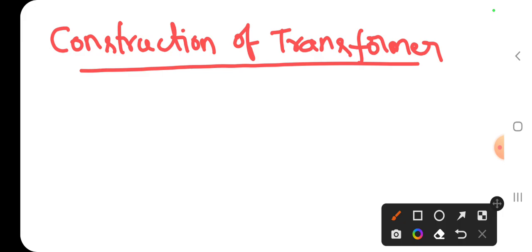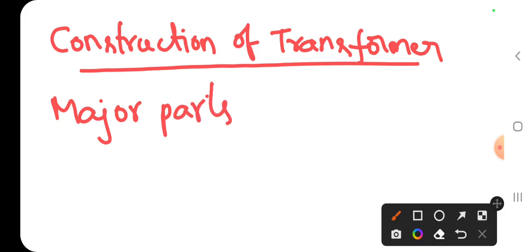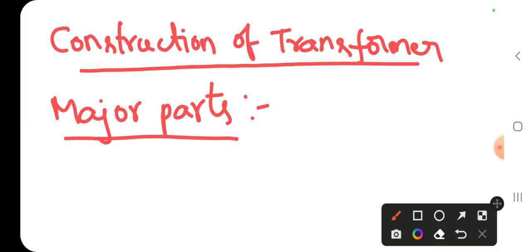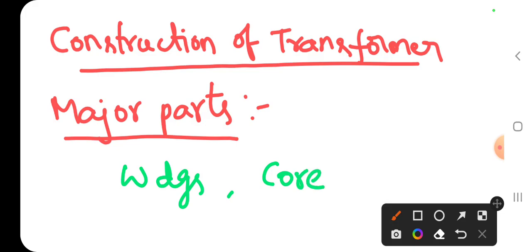And what are the major parts in the transformer? From the definition itself, it says that there are no rotating parts in the transformer. The other parts are the windings, and the second one is the core. Core is also a major part. Core and windings. So first let us see what is core.